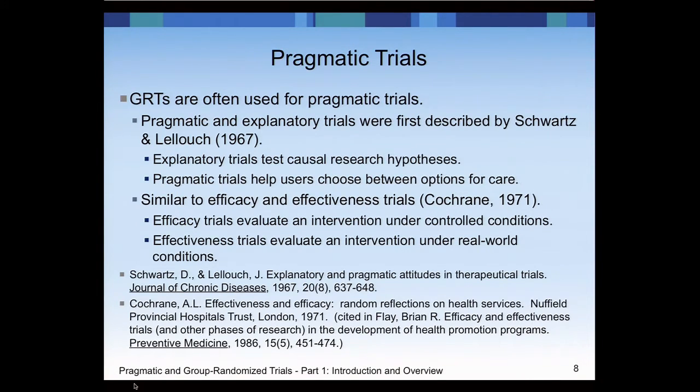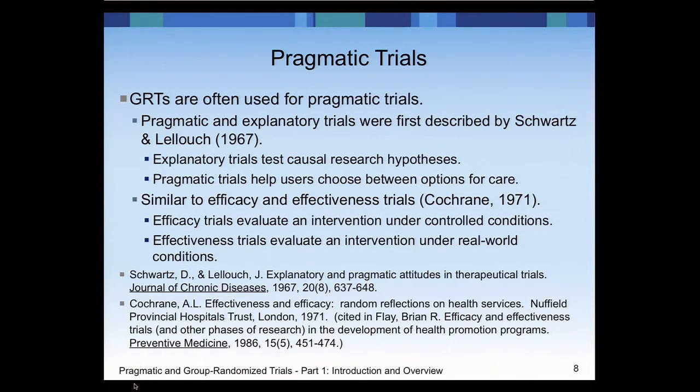These terms are similar in meaning and use to efficacy and effectiveness trials. Those terms were introduced by Cochrane in 1971. Efficacy trials evaluate an intervention under carefully controlled conditions, and so are very similar in meaning to what Schwartz and Lelouch referred to as explanatory trials. Effectiveness trials evaluate an intervention under real-world conditions. Those are very similar to what Schwartz and Lelouch referred to as pragmatic trials.